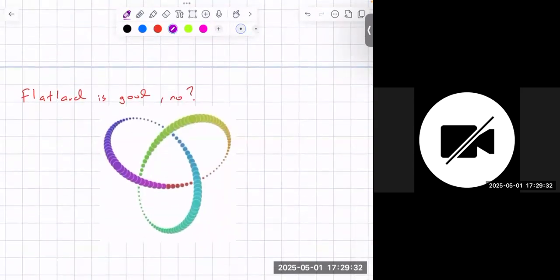before we move on, let's go back to Adam's question. Why do I even care about manifolds? Right? I was okay with PCA, or I was okay with this random matrix projection. Flat land is good, right?